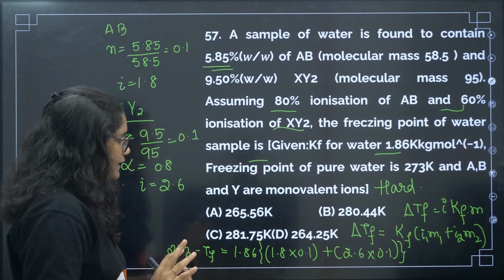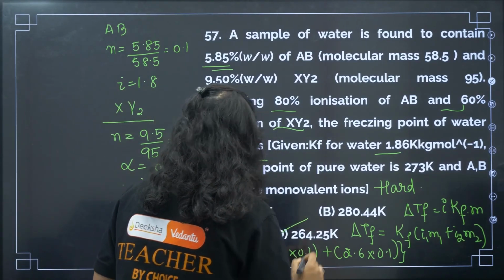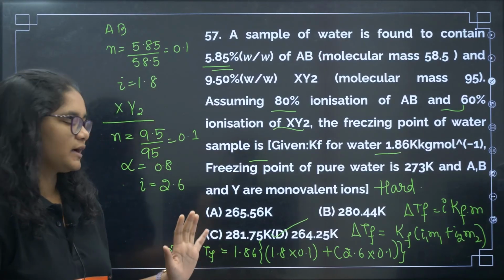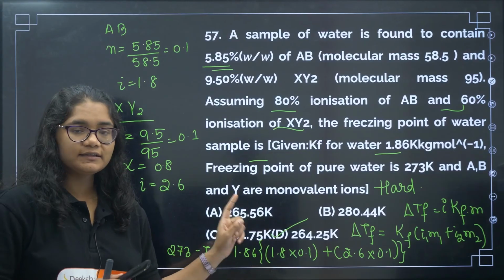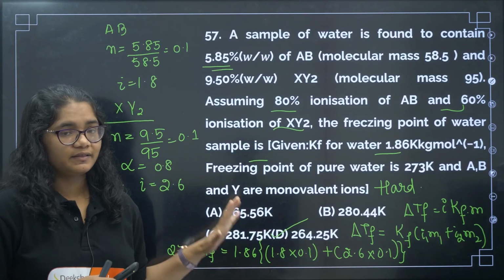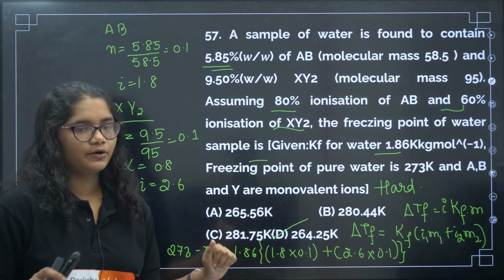If you solve this, we'll get the temperature as 264.25. So the correct answer for this question is option number D. I want all of you to calculate this answer and comment down whether you are getting the correct answer or not.